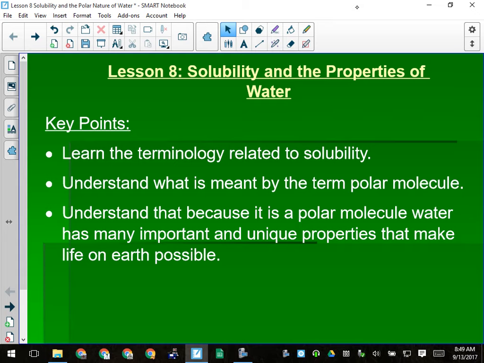So what we're going to go over today is what solubility is, some terminology, so vocabulary, and looking at how to use your solubility chart that is on the back of your periodic table. Like we said, learn the terminology related to solubility, and understand what's meant by the term polar molecule. We're also going to talk about the nature of water. Remember how we said that every time there's a rule in chemistry, it seems like water's the exception? Today we're going to talk about why. It has to do with the structure of the water molecule. Because it's a polar molecule, water has many important and unique properties that make life on Earth possible.